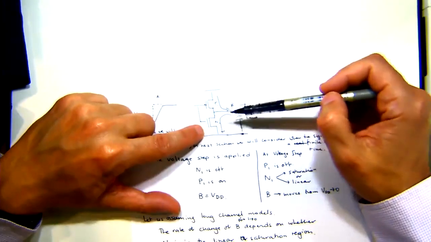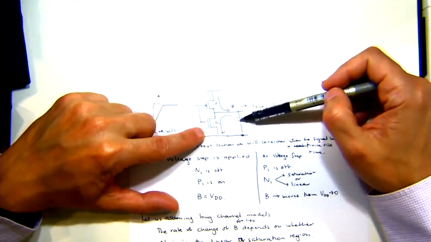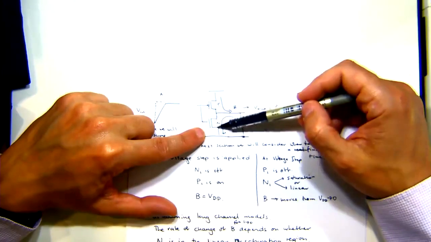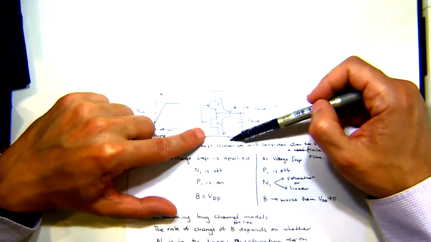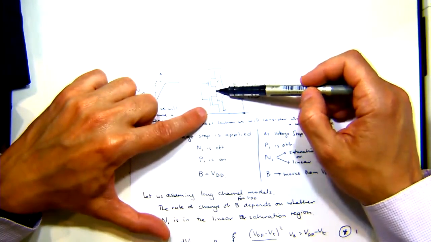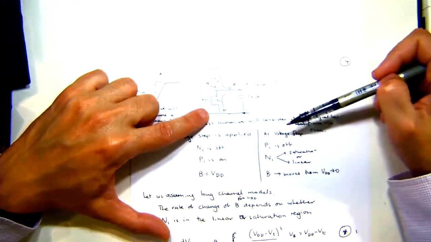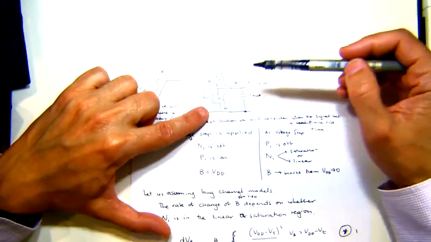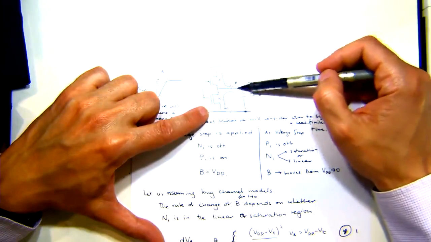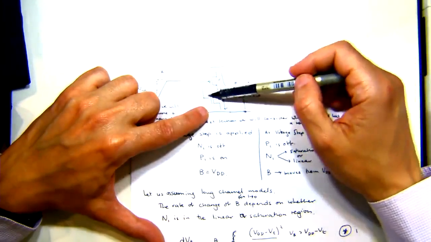Now N1 goes through 2 regions. What N1 is essentially being used for is for this current to go somewhere and discharge this capacitor. So N1, depending on the voltage at this point, is either going to be in saturation or the linear region. Initially we're going to be in saturation, and then as node B falls below VDD minus VT, it will go into the linear region.